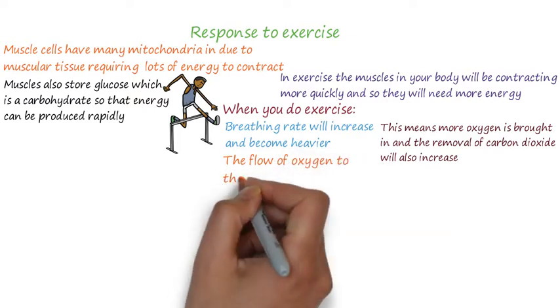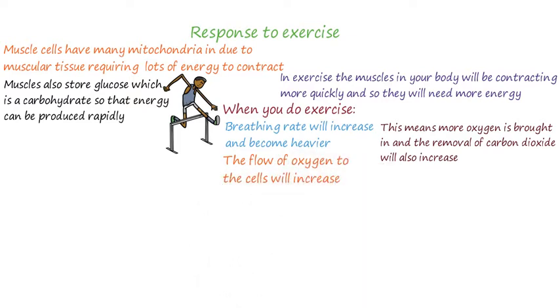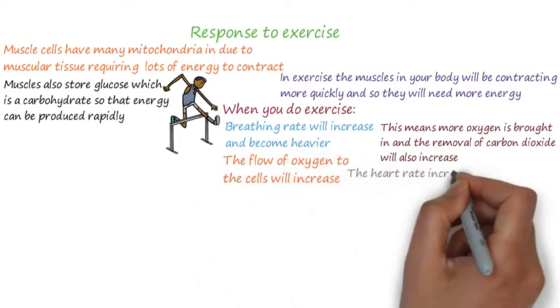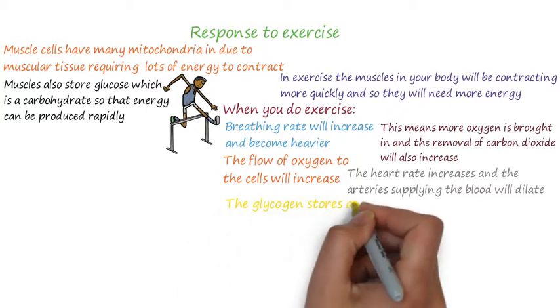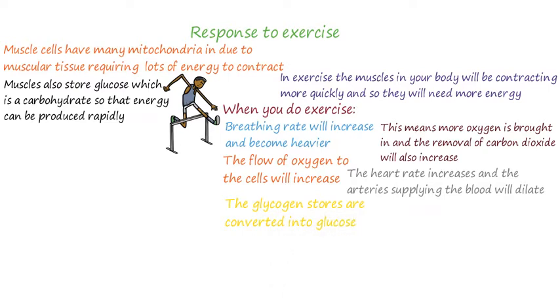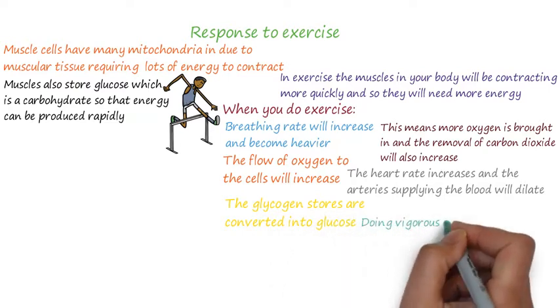The next thing that happens is that the flow of oxygen to the cells will increase. This means the heart rate increases and the arteries supplying the blood will dilate. This also increases the supply of glucose to the cells so that more aerobic respiration can take place. Again, carbon dioxide is removed more quickly too. Finally, the glycogen stores are converted into glucose.